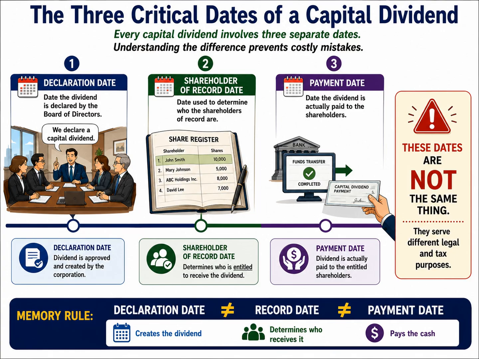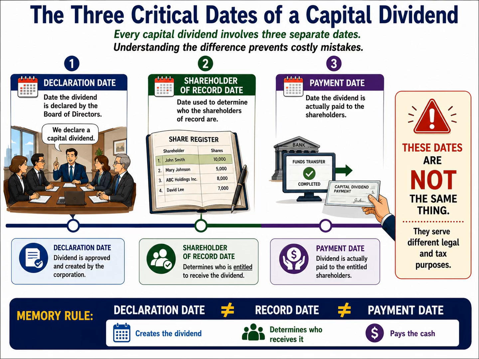That brings us to the second date, the shareholder of record date, often called the record date. This is one of the most important dates in the entire process. The record date is used to identify which shareholders are officially entitled to receive the dividend. The corporation looks at its share register on that date and determines who the shareholders of record are. Those shareholders become the individuals or entities that are entitled to the dividend.